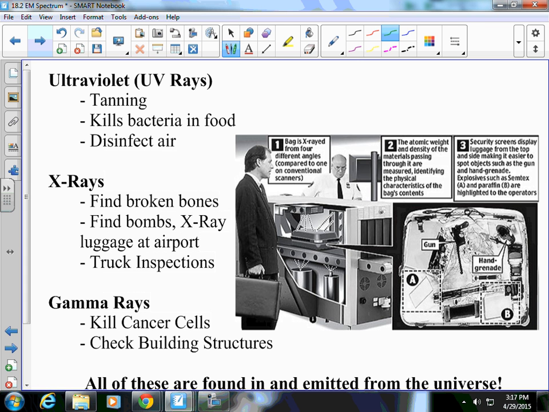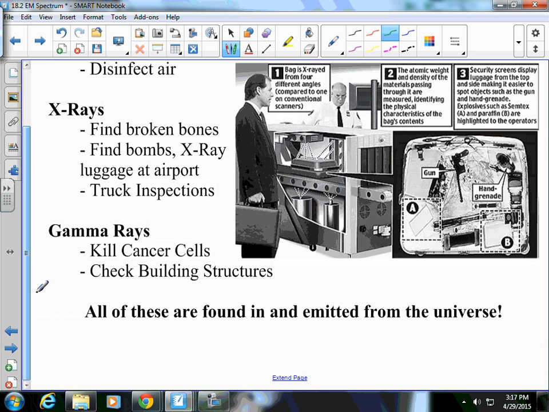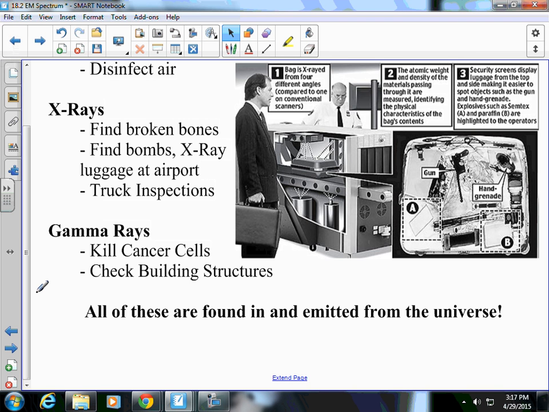X-rays, very common sense, broken bones. They're also used at scanners at airports and other places to detect bombs or other weapons that may be in luggage. And then lastly, gamma rays. Gamma rays help kill cancer cells. They check building structures after earthquakes. They might be using them in Nepal to test possible structures of buildings to see if they are still stable and able to enter. So, 7 types of electromagnetic radiation.